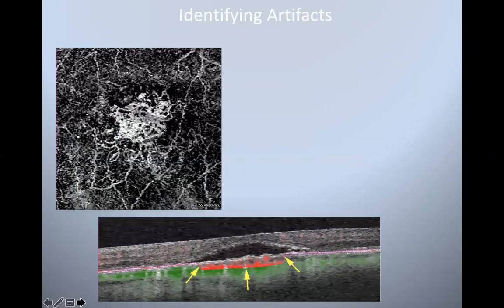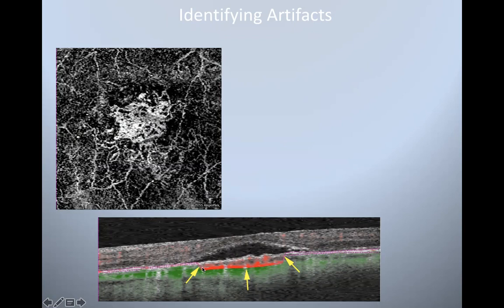So one of the key things in any type of imaging is not only do you have to understand the technology, but you also have to be able to identify pathology, anatomy, and artifacts as well. So here's a really good case of this. On the top image here, you'll see an OCT angiogram that looks like there's a neovascular membrane right here in the center. But if you look at the B scan, which is why it's important to look at these things, you'll follow the segmentation lines. They don't follow the retinal pigment epithelium.